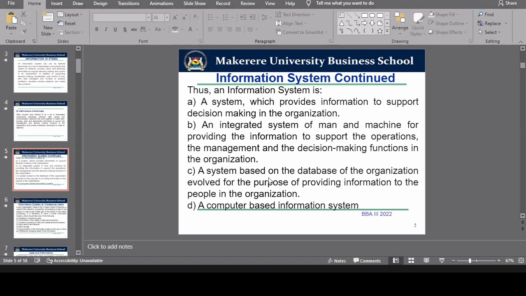It's an integrated system of man and machine. Man means people, and machine for providing the information to support the operations, management, and decision-making functions in an organization.